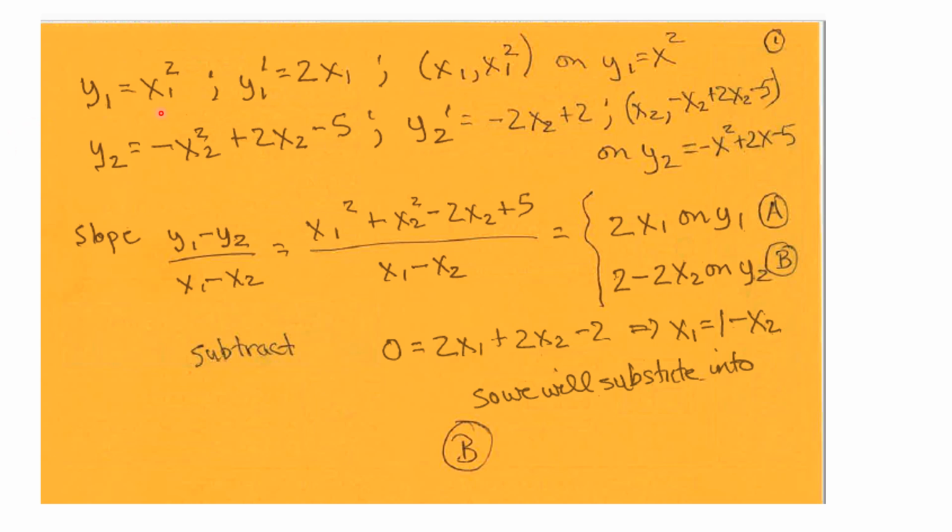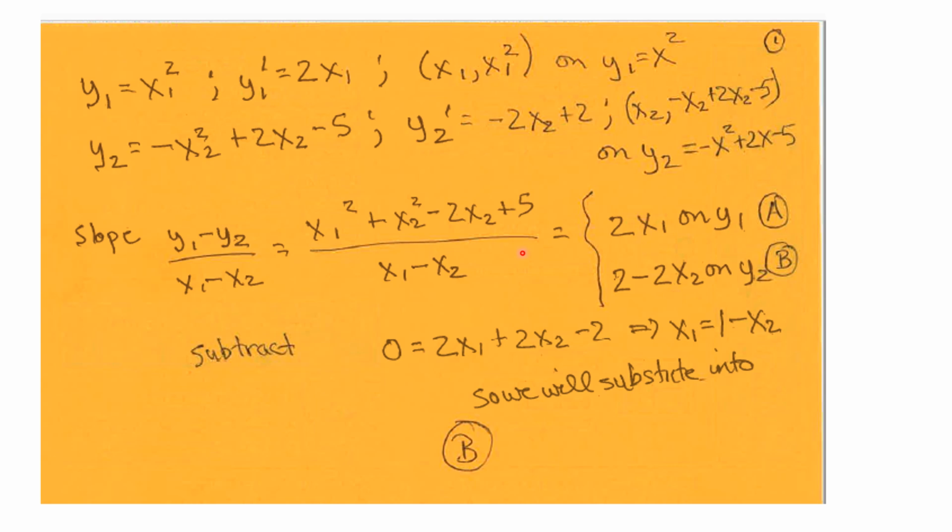Now the slope between this point, (x1, y1), the point of tangency, and the other one, (x2, y2), is y1 minus y2 over x1 minus x2. But you see on the top curve, y1 was just x1 squared, and I subtract this one, and I note the change in signs, and then I divide by the change in x's. And so you see this slope is either going to be 2x1 on y1, I'm calling that equation A, or it is going to be 2 minus 2x2 on the second curve. Now what I can do is, you see this is equal to 2x1, and the same thing is equal to this. Those are my two equations.